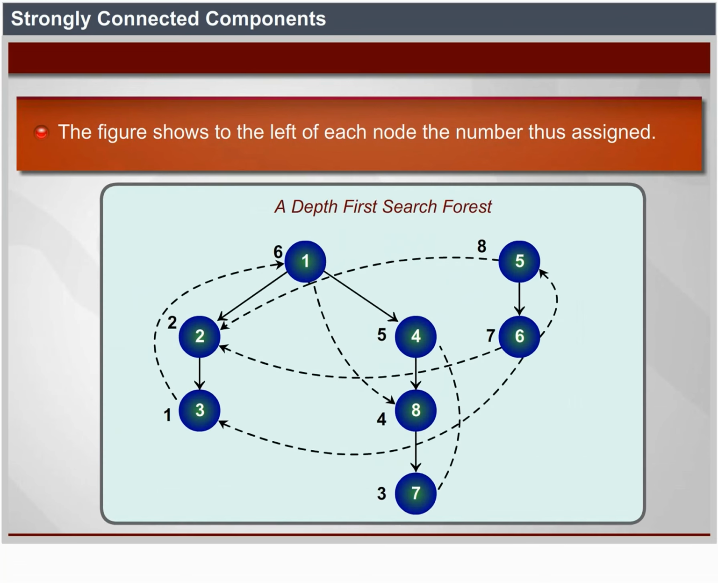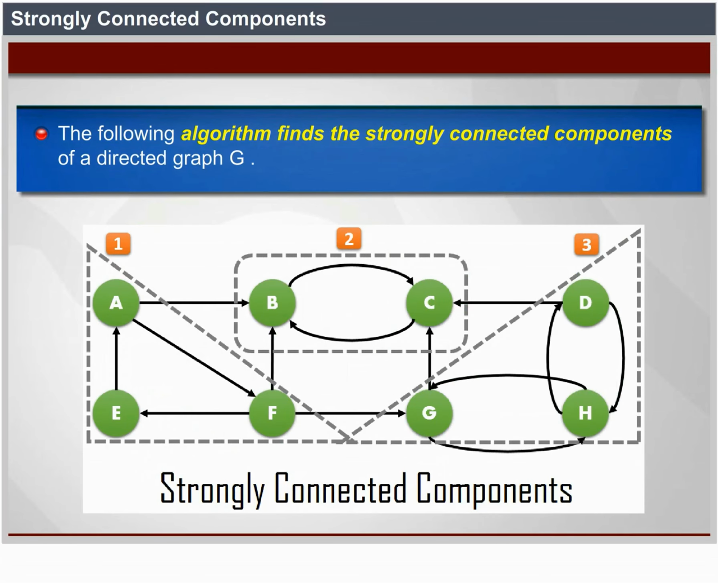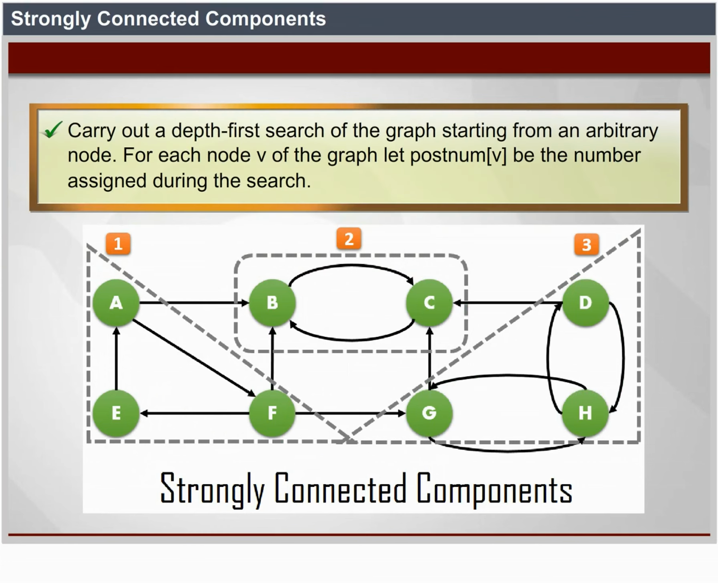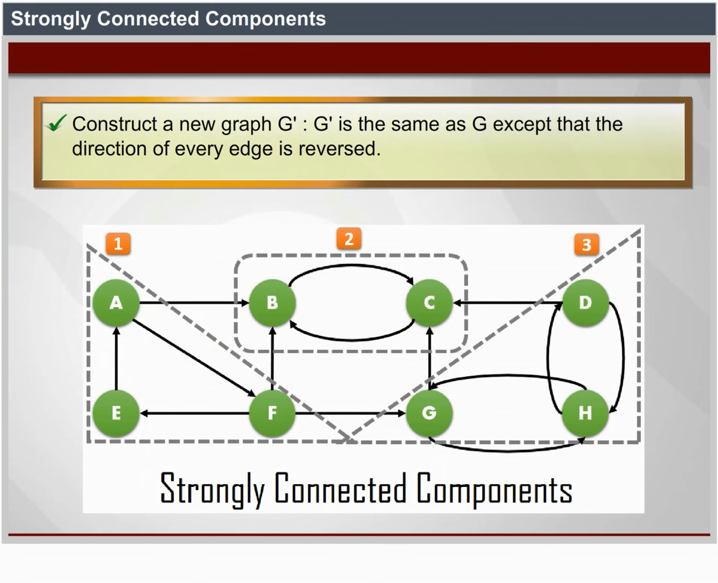The following algorithm finds the strongly connected components of a directed graph G. Carry out a depth-first search of the graph starting from an arbitrary node. For each node V of the graph, let postnum of V be the number assigned during the search. Construct a new graph G'. G' is the same as G, except that the direction of every edge is reversed.